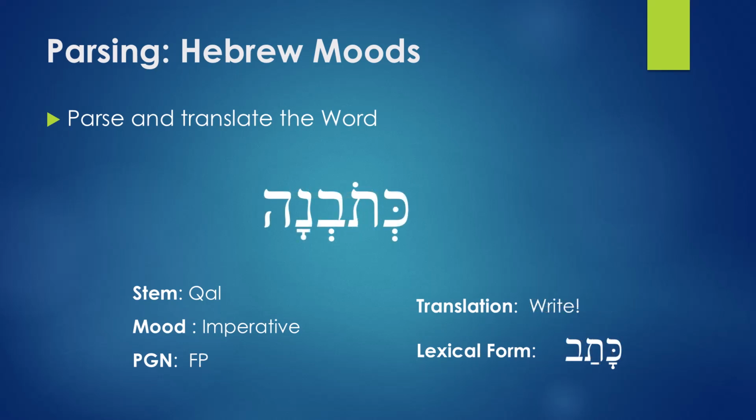Next you have the word ketovna. Because of that na at the end, you can see it was tiktovna. And you can tell that's coming from the imperfect, but the T has dropped. And the only form that drops the T prefix is imperative. So ketovna is imperative, feminine plural. If you check, the na suffix is coming from the feminine plural. Lexical form, this is coming from katav, which means to write. Katav, he wrote. And the imperative becomes write.